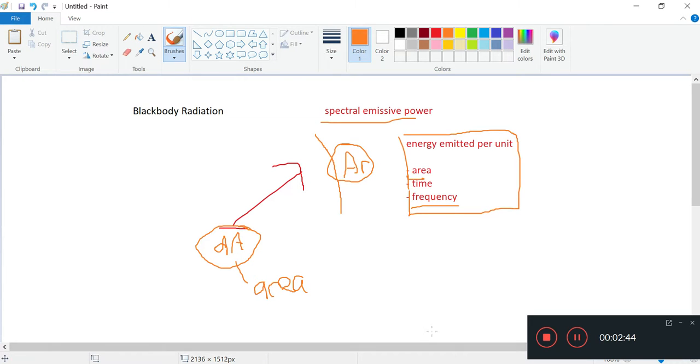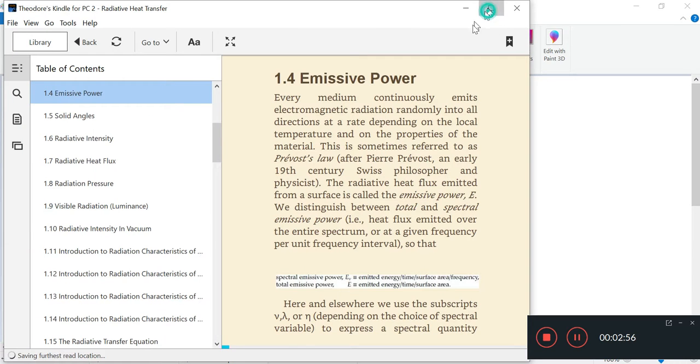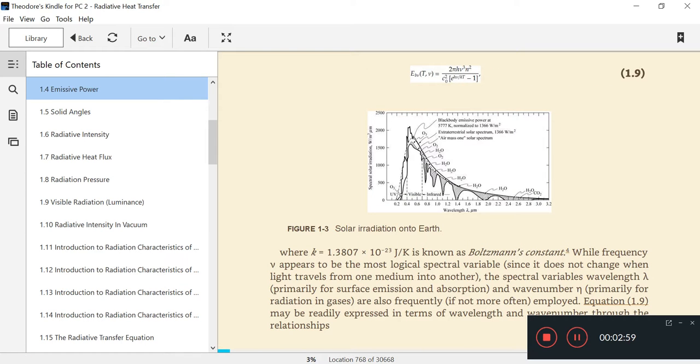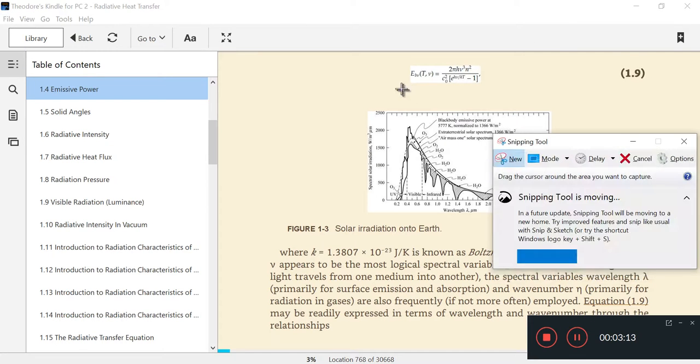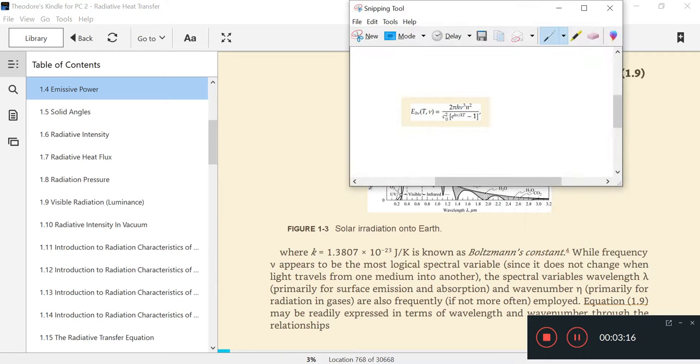Now I want to move on to what is the spectral emissive power of a blackbody spectrum. There are lots of ways to derive this, but I'll give you the long and short of it. Basically, through some quantum physics and derivations, the spectral emissive power of a blackbody is given by this formula over here.